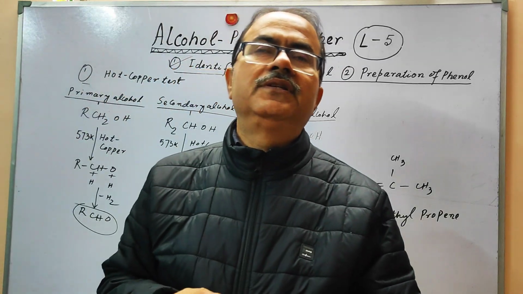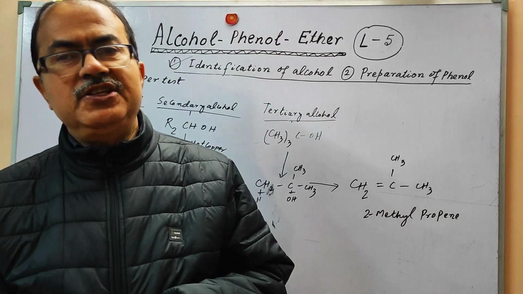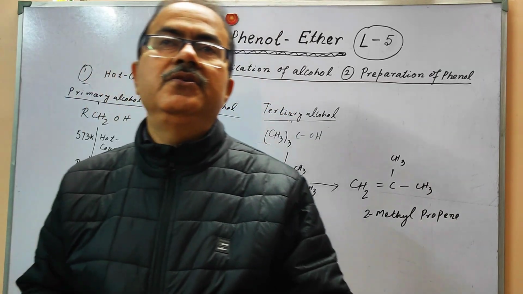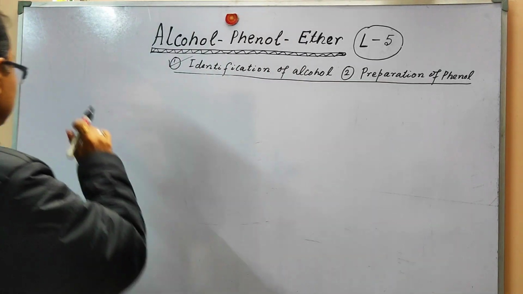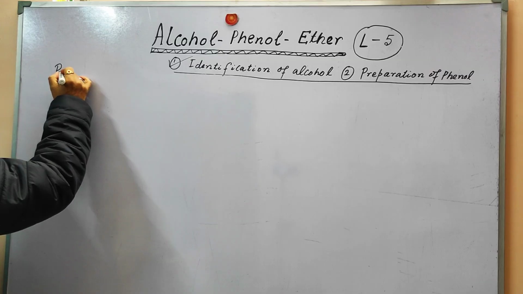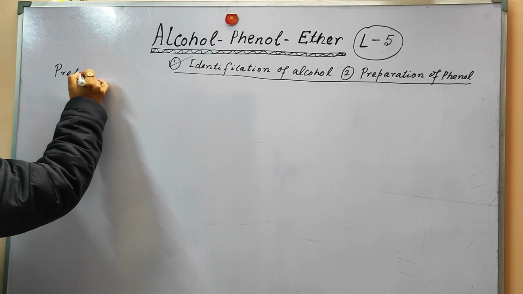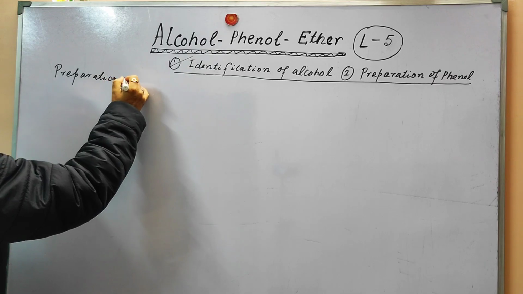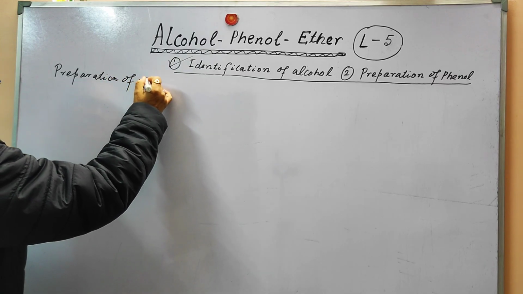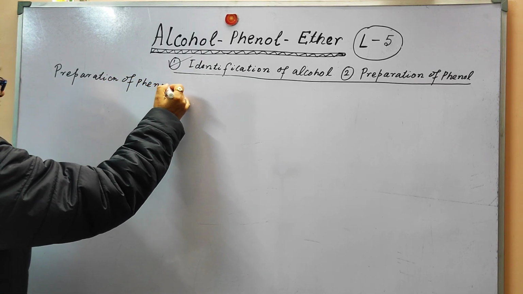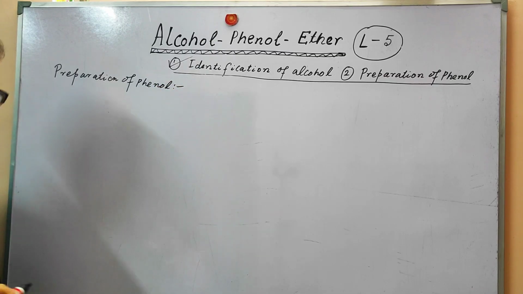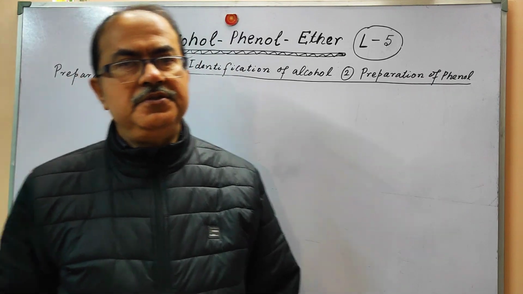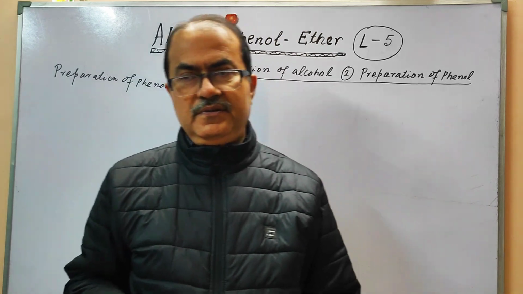Now we are going to discuss the second part of this lecture, that is how we can prepare phenols from different resources. Thus, the preparation of phenol. Phenol is also called carbolic acid, and it has been synthesized from the coal tars.